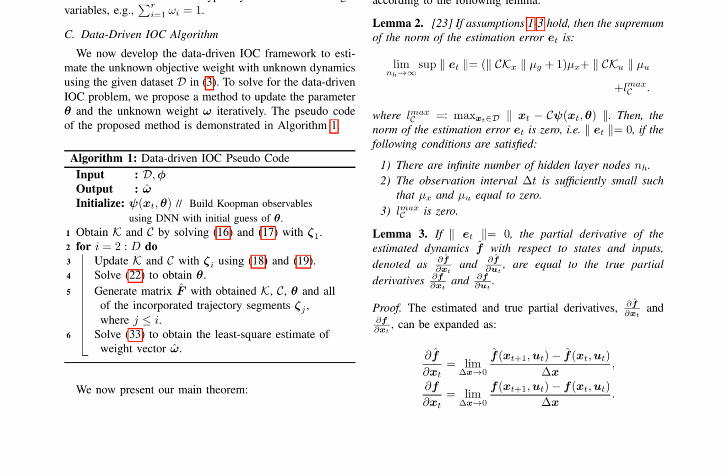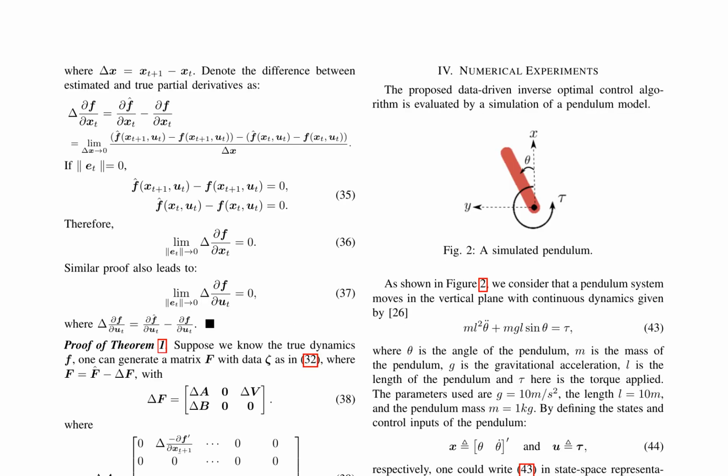The process is then repeated until the error of the model is small. Theorem 1 establishes the convergence of estimated system dynamics and the weight vector to their true values. The difference between estimated and true partial derivatives is defined, and it is shown that this difference converges to zero as the norm of the estimation error approaches zero.